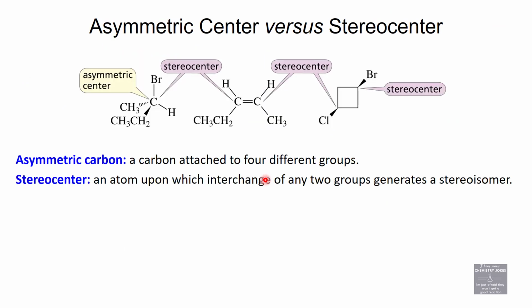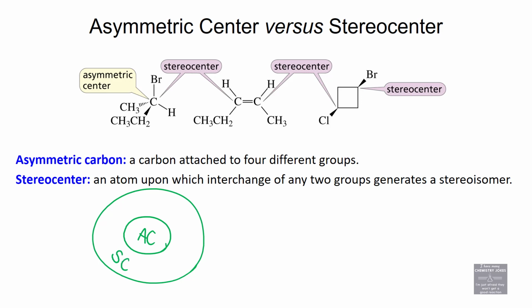Okay. So we've talked about an asymmetric center, an asymmetric carbon, and a stereocenter. What's the real difference? There are the 2 definitions for you again. But I think it's kind of important to draw a little Venn diagram, a little Venn diagram that looks like a fried egg. In the center of that Venn diagram is an asymmetric carbon. Out here is the stereocenter. What that says is every asymmetric carbon is a stereocenter, but not every stereocenter is an asymmetric carbon.